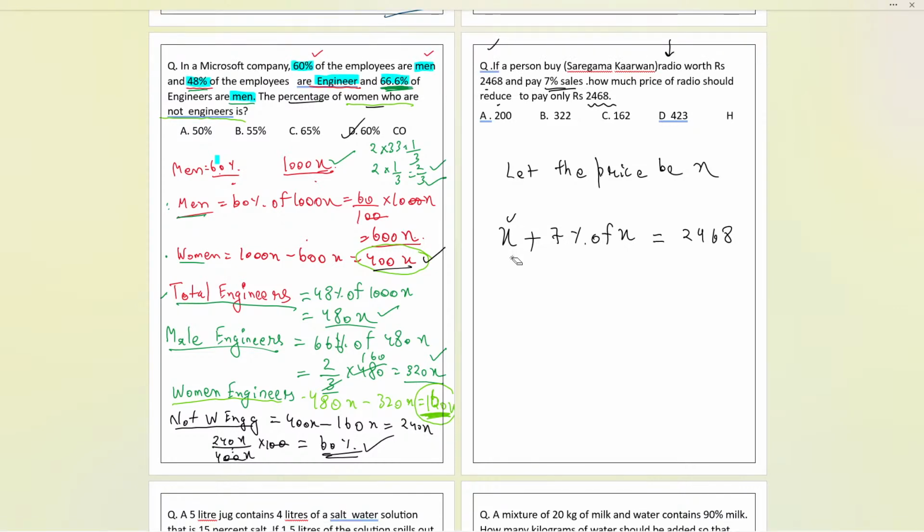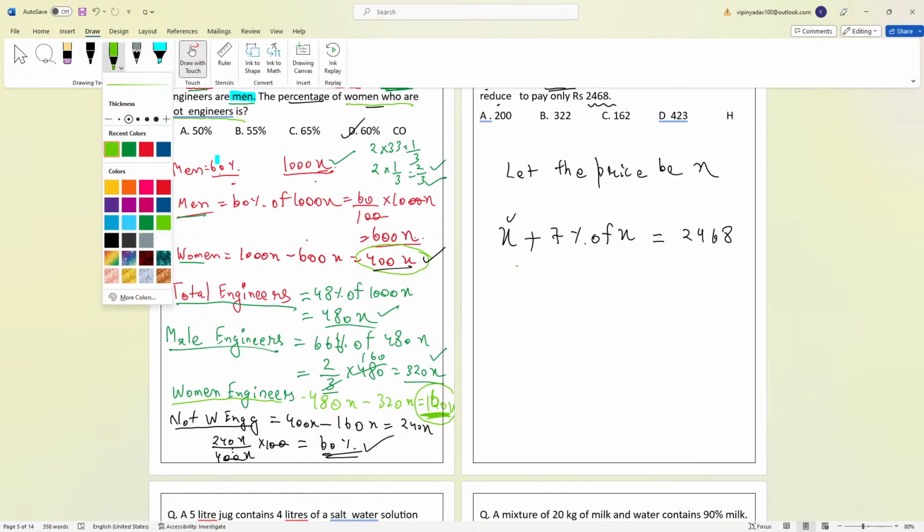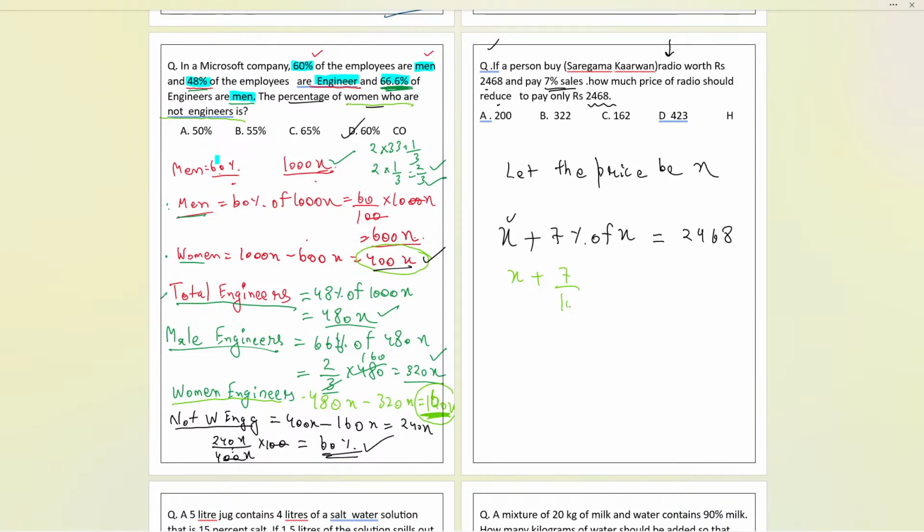So let us now solve it. That is an easy question that was asked in HCL. It will be X plus 7 by 100 of X, percentage converted to fraction. Of means just multiply. It is equal to 2468. If we take the LCM, it will be 107 X by 100 is equal to 2468. If you calculate the value of X, 2468 multiplied by 100 divided by 107, you will get 2306.